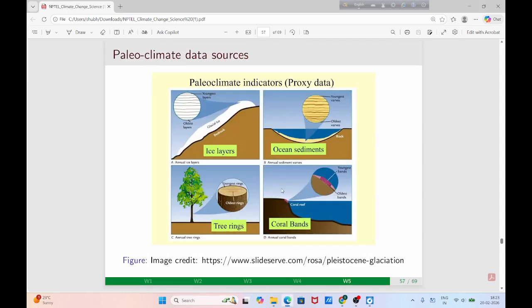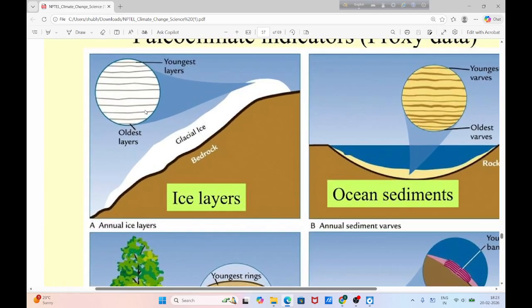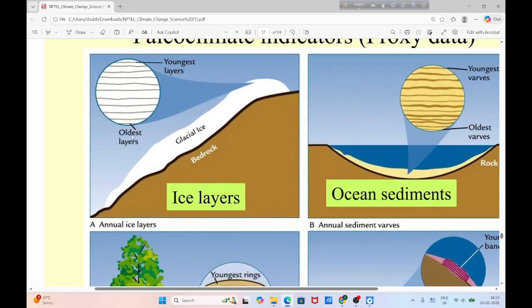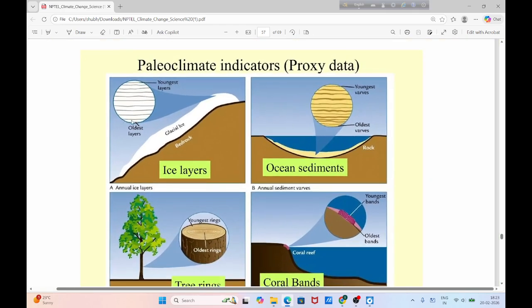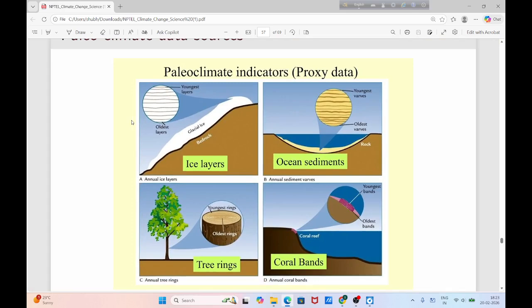In this slide, we can see how the proxy data indicate different paleoclimate indicators. The first data we talked about was ice layers. As we can see, I will zoom in a bit, the oldest layers will be at the bottom and the youngest layers at the top. It is very obvious, right? Because if snow is deposited, it is slowly buried under different snow layers over time.